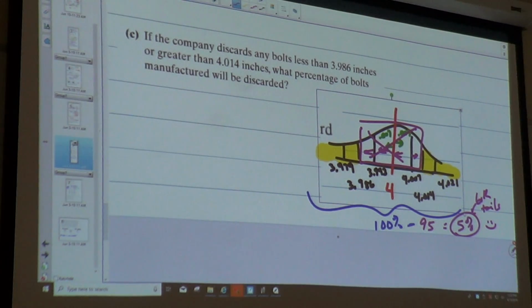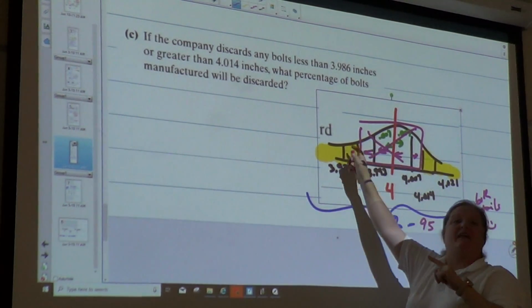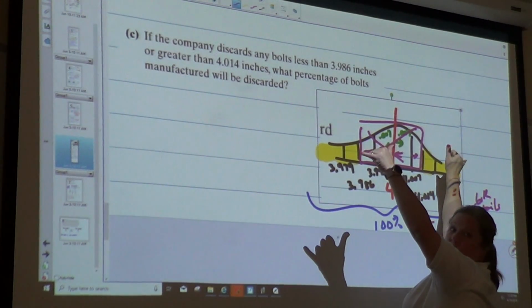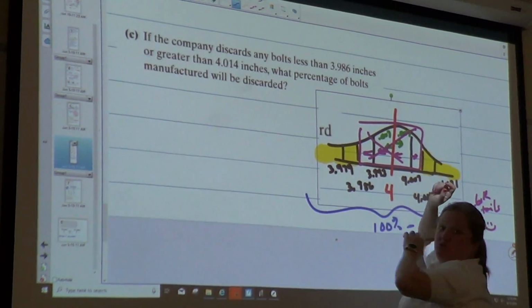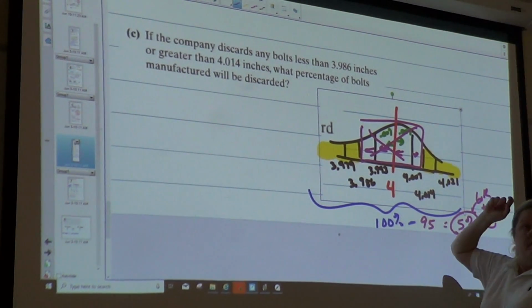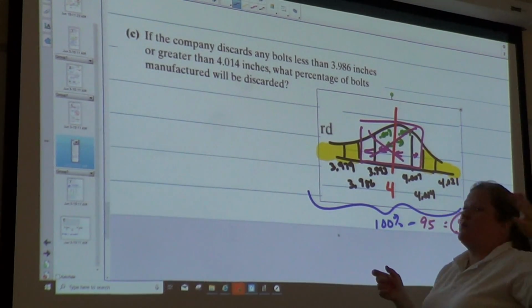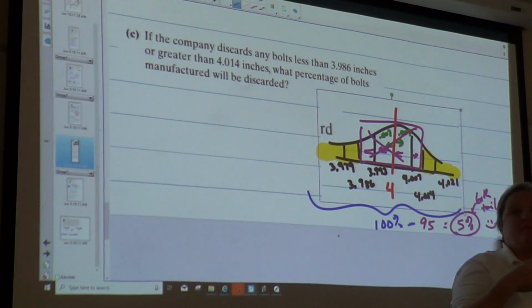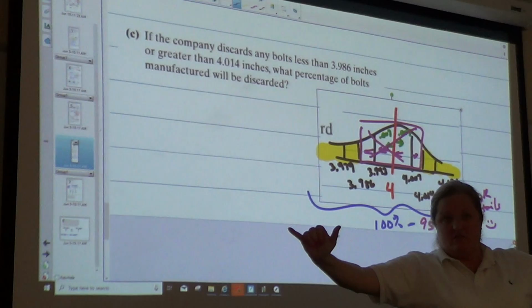Because it said or. We will be happy if it's this, or we will be happy if it's that. So we would be happy if it's either one. We can't be in both at the same time. So this one is a both tailer. If it would have just said what percent is greater than 4.021, that would just be that tail. But because it says less than and greater than, then it's both tails.